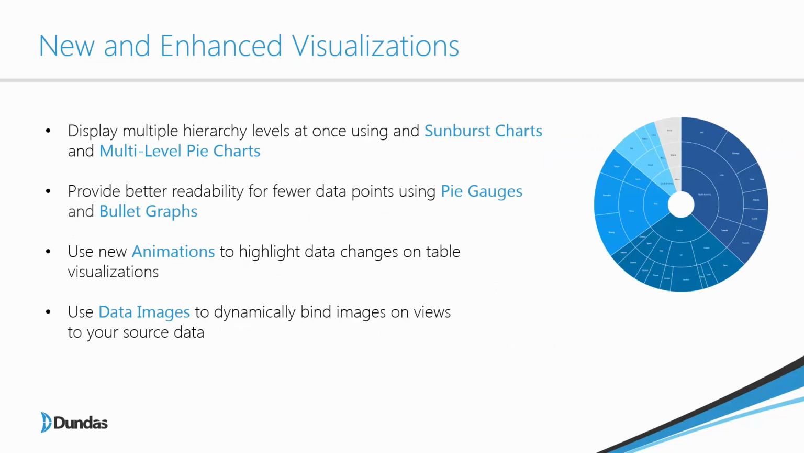First up, new visualizations. In our continuous effort to provide advanced new ways to visualize your data, we have now added new visualization controls for sunburst charts, also known as multi-level pie charts, pie gauges, bullet graphs, and data images. We've also added new animations on table visualizations that can help you easily reflect data changes across the entire set of table cells. Since most of those are custom ways for visualizing data, let's see some of those in a live demo to better understand the appropriate use cases.